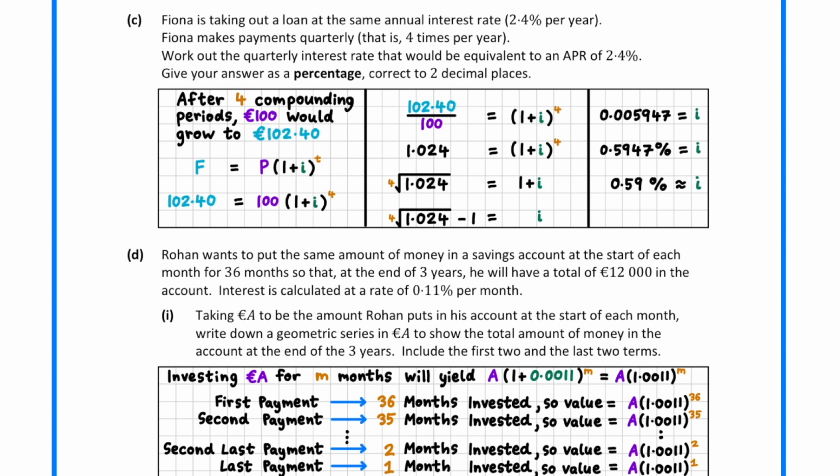To solve for I, we divide both sides by 100, simplify the left-hand side with our calculator, take the 4th root of both sides, subtract 1 from both sides, simplify the left-hand side with our calculator, convert to a percentage, and then round to 2 decimal places.